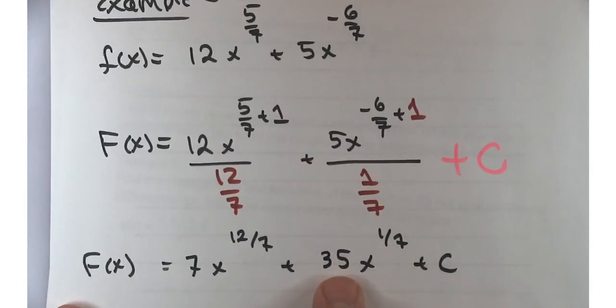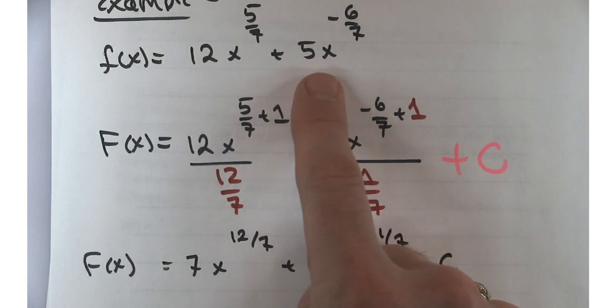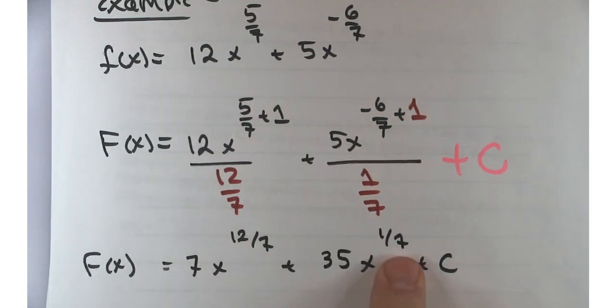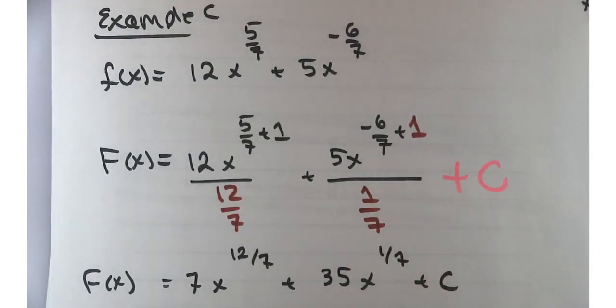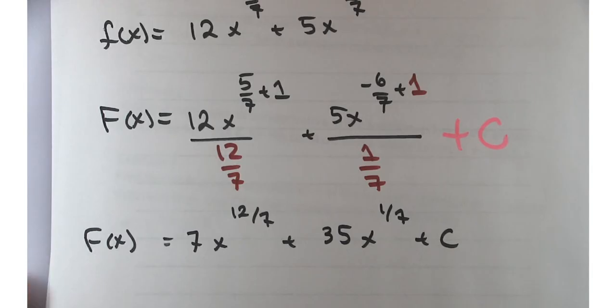1/7 times 35, likewise, is going to give you the 5. Subtracting 1 from 1/7 is going to leave you with negative 6/7. Derivative of a constant is 0, so that one's looking pretty good. Nice. Well done, Arm.